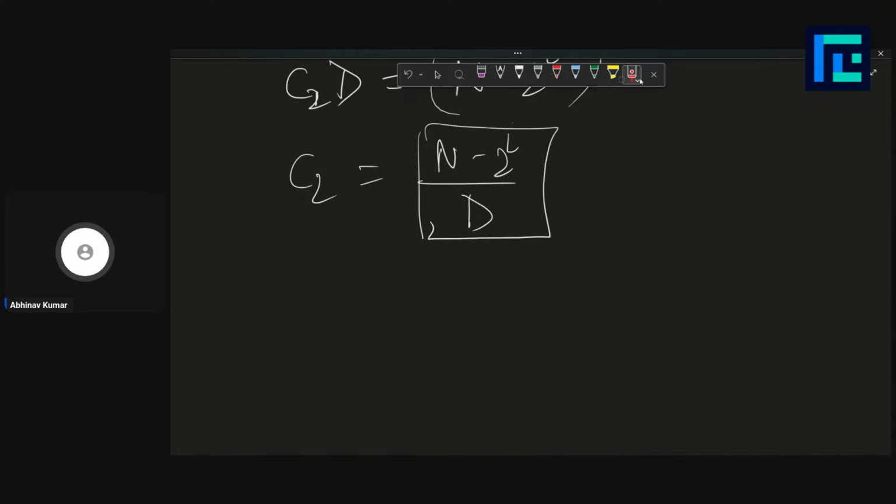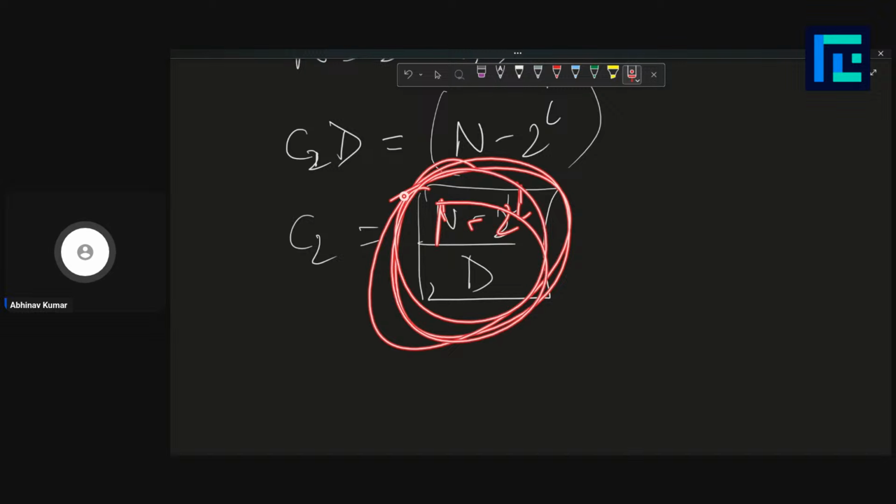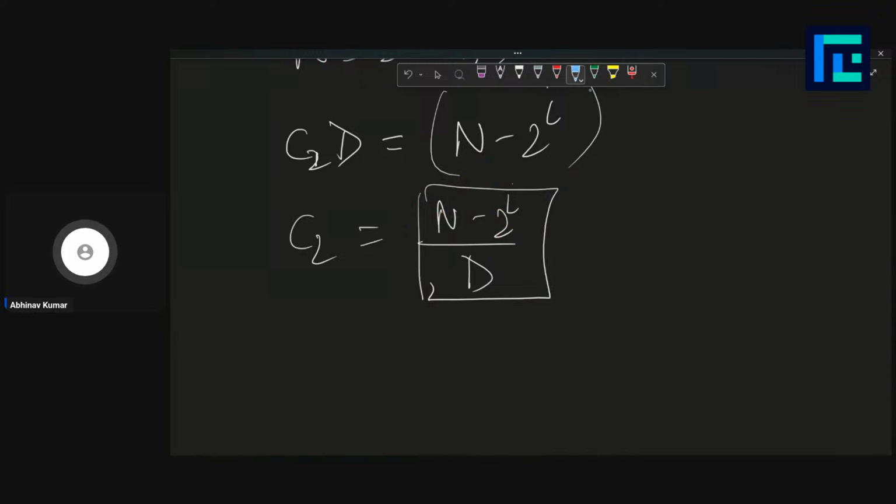This is the C2 that you want to achieve using I number of type 1 operations and minimum number of type 2 operations. Now this is fixed for any fixed I. For fixed I, n minus 2 to the power I by d, this whole thing is a constant. Let's say this constant is some x.